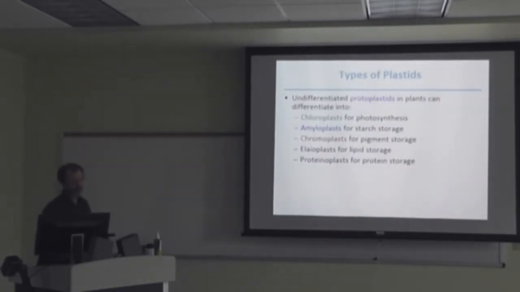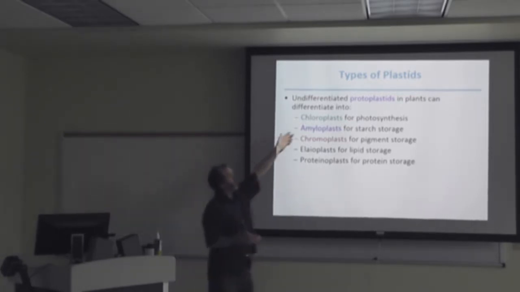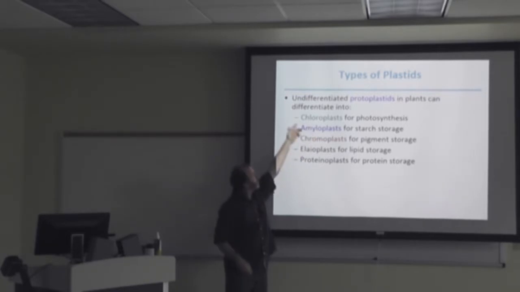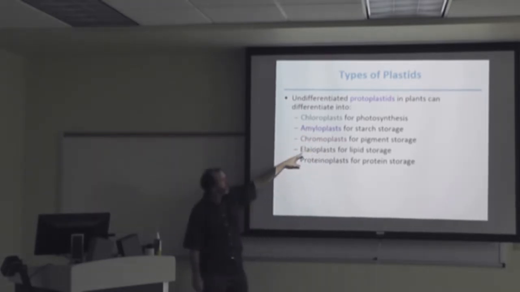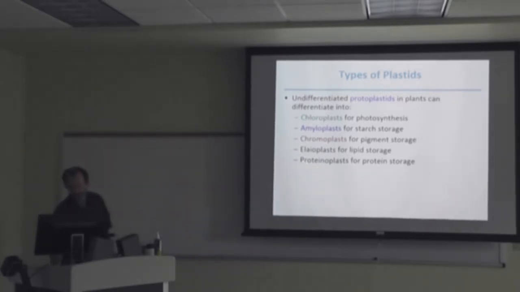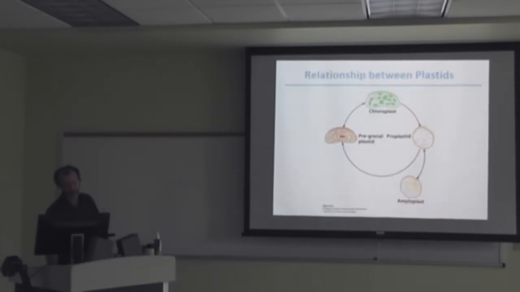As for types of plastids, there are undifferentiated protoplastids in plants. So proto, it's like pre-plastids. They can differentiate into chloroplasts for photosynthesis, amyloplasts for starch, chromoplasts for pigment storage, elaioplasts for lipid storage, or proteoplasts for protein storage. So that's the relationship between plastids. Don't worry about that.